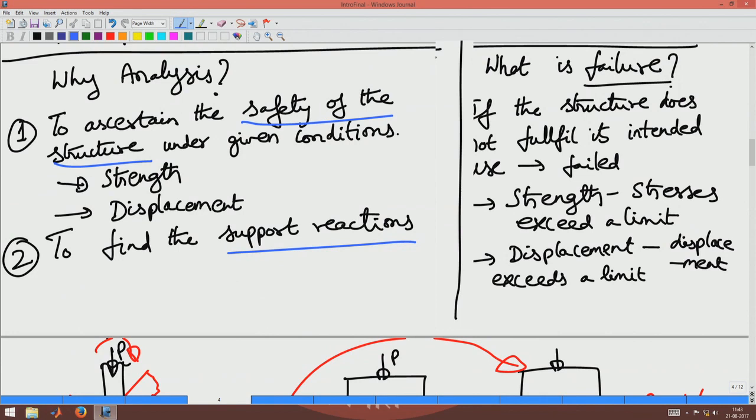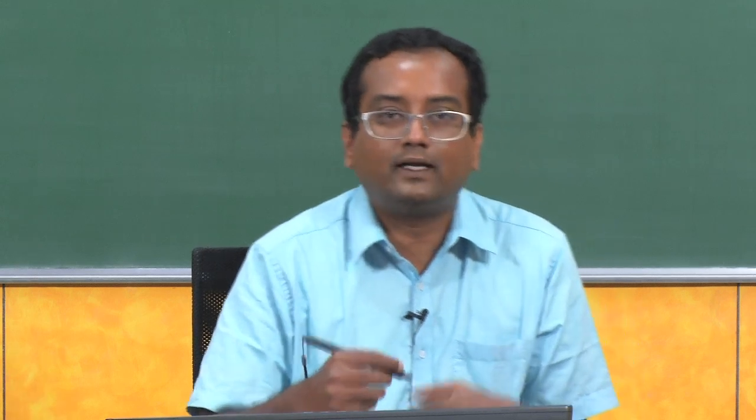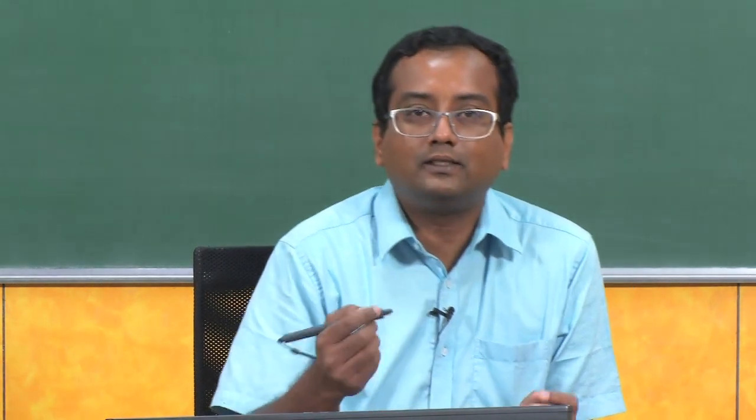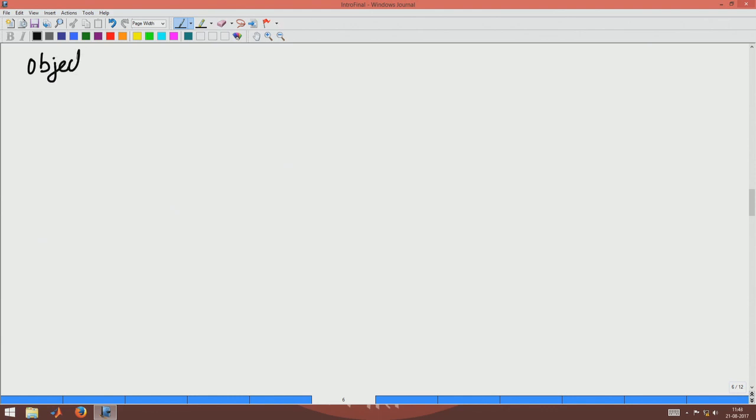Now next let me conclude this part of the lecture with the objectives of this course and what is the knowledge that I expect you to have coming into this course. In other words, you will understand what you are gaining from this course, and what you have to come with as an input. So the objectives of this course are 4.